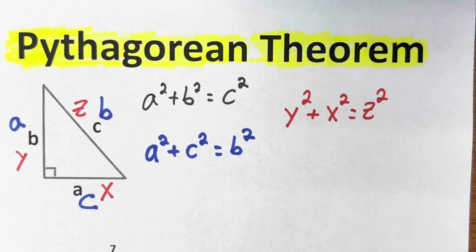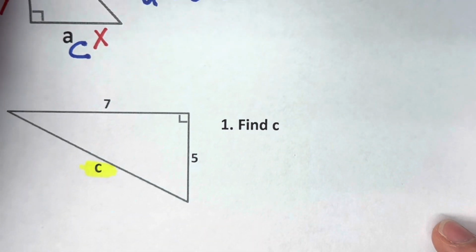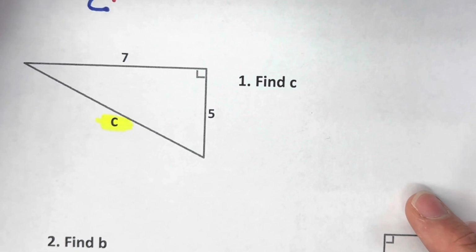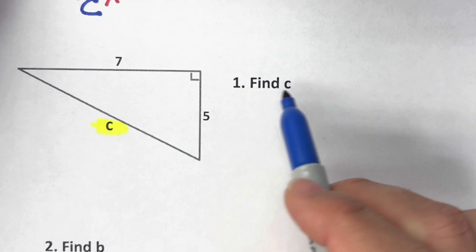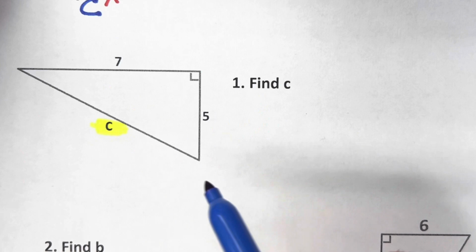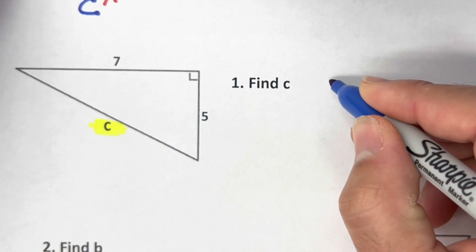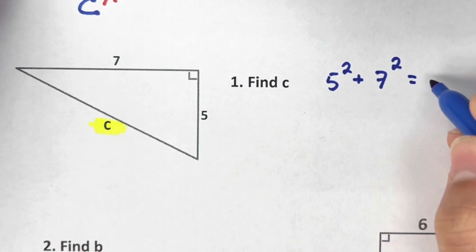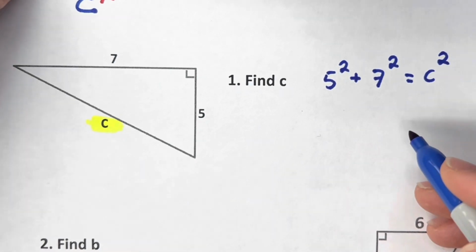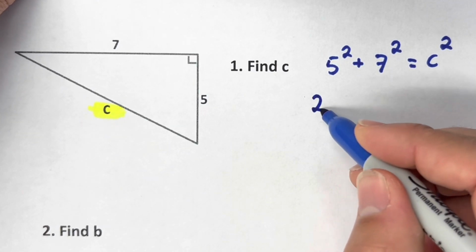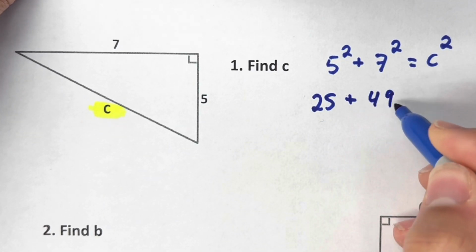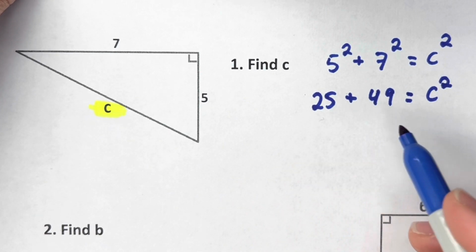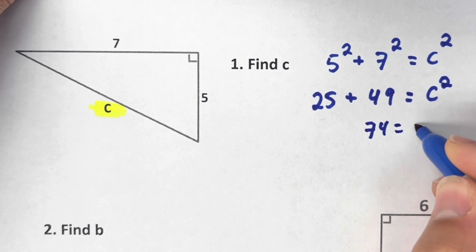Okay, let's take a look at the first example. In the first example, we have 5 and 7, and we have the c, find c. So basically, according to the formula, we do 5 squared plus 7 squared is equal to c squared. So we work with this. That'll be 25 plus 49 is equal to c squared. So it will be 74. 74 is equal to c squared.